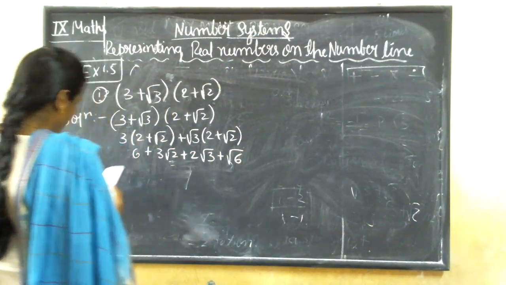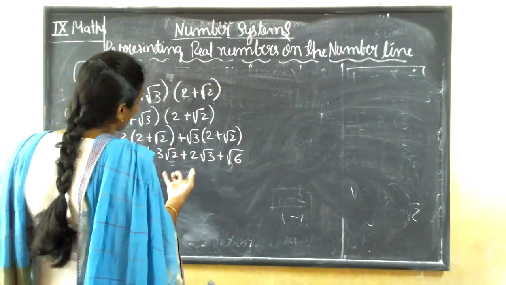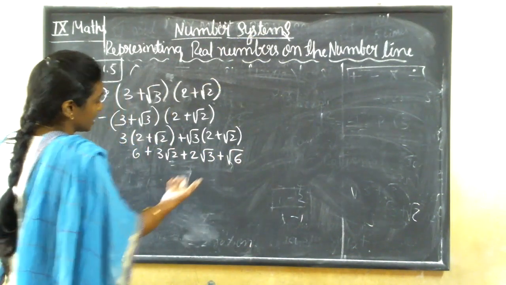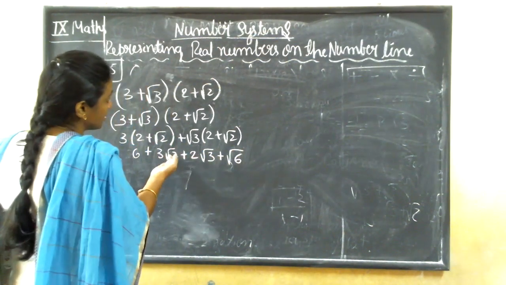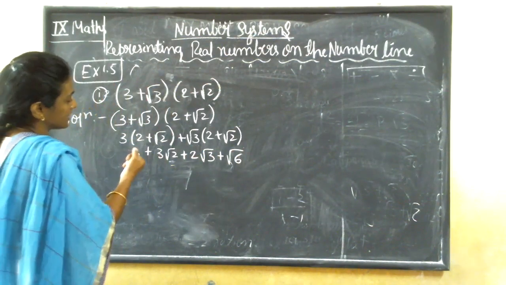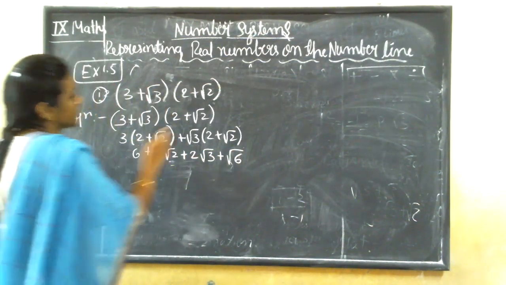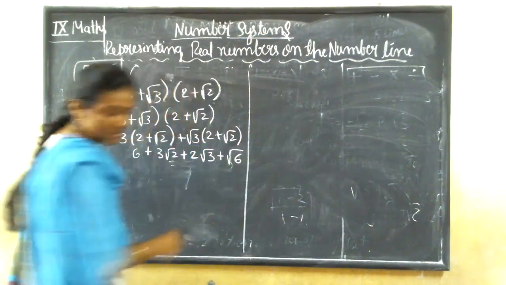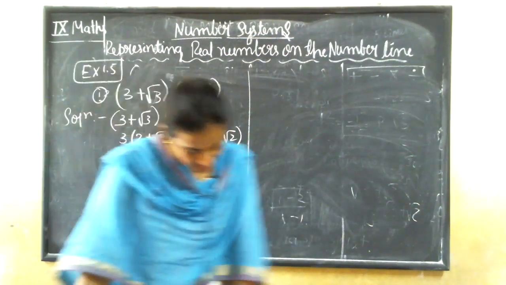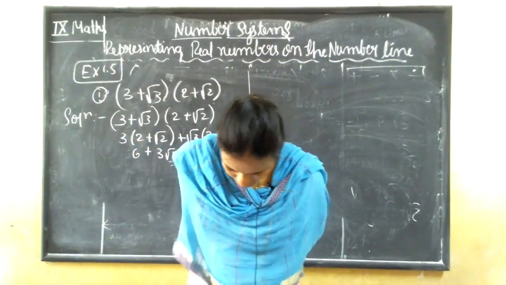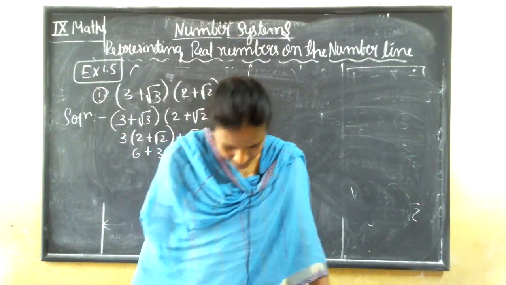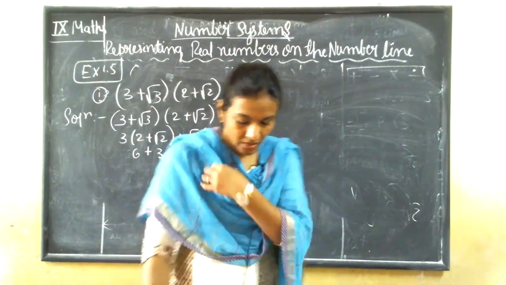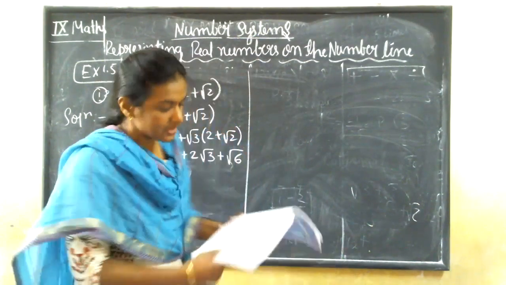3 root 2. So now you cannot add them anything here. Here you have a root 6, here you have an integer, here you have a in between, inside the square root 2 and 3 are there, so you cannot add them. So this is your solution here. This is only your solution. Is it correct, guys? 3 plus root 3. Yeah, this is correct only.